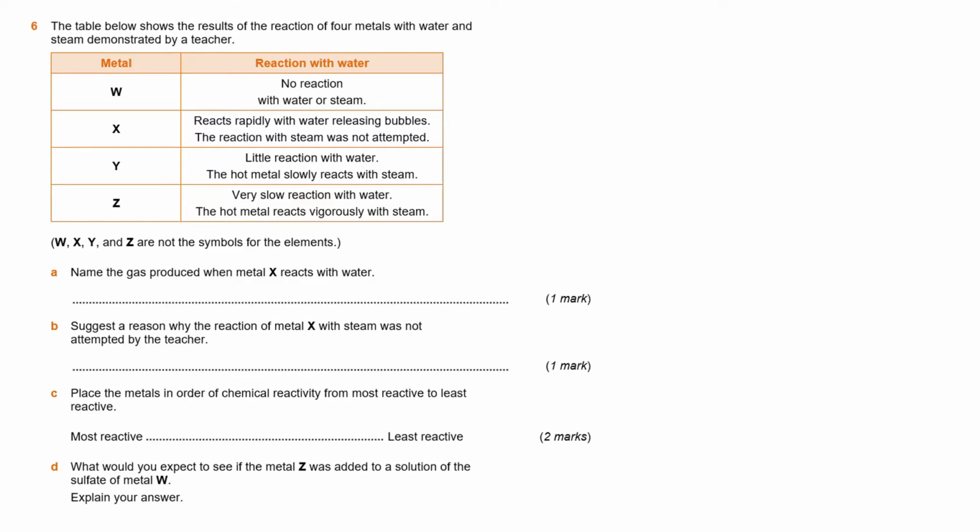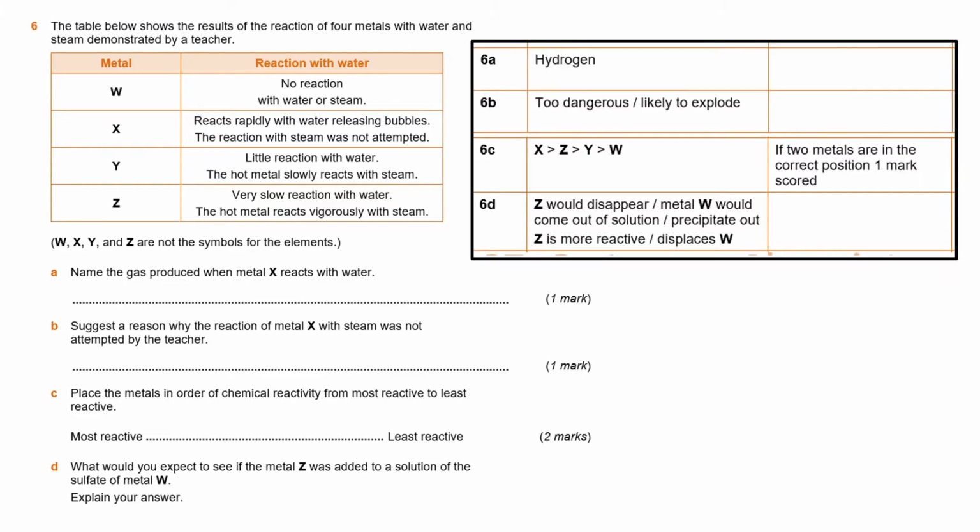What would you expect to see if the metal Z was added to a solution of the sulfate of metal W? Explain your answer. So I'm going to show you your answer next. So the answer is that it is hydrogen gas formed. 6b, it is too dangerous, likely to explode. So the most reactive is X, then Z, then Y, then W.